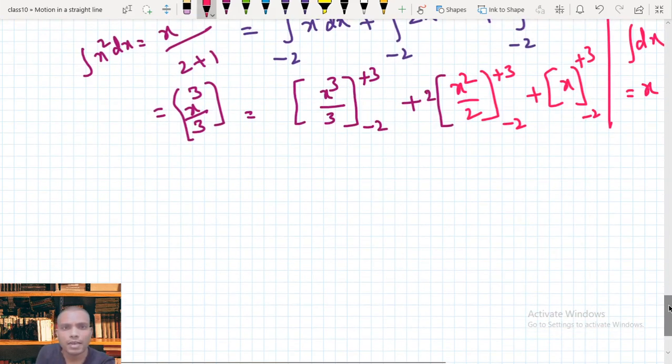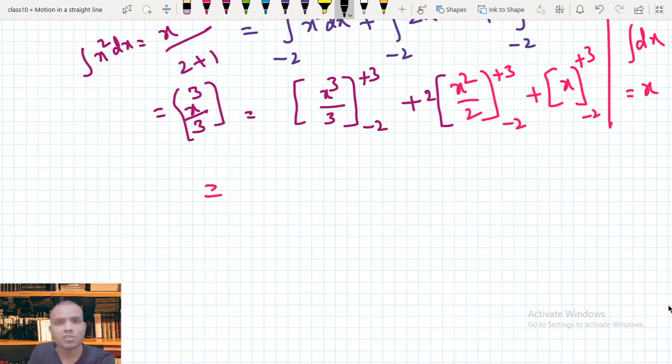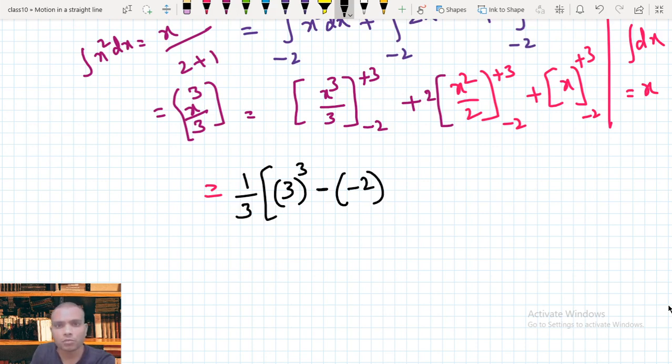Now it is time to substitute the limits. In the substitution process, first we substitute the upper limit in the place of x. For that, in this equation I can take the 1 by 3 outside and substitute plus 3, so 3 cube, and take the negative sign before substituting the lower limit. That is a rule, we need to take the negative sign. Now in the place of x, you substitute -2 cube. This is the way to substitute the limits.